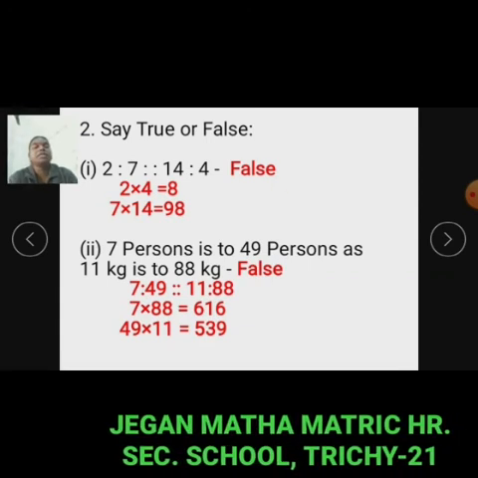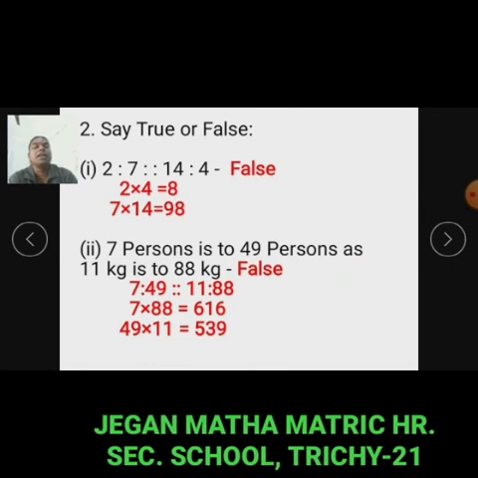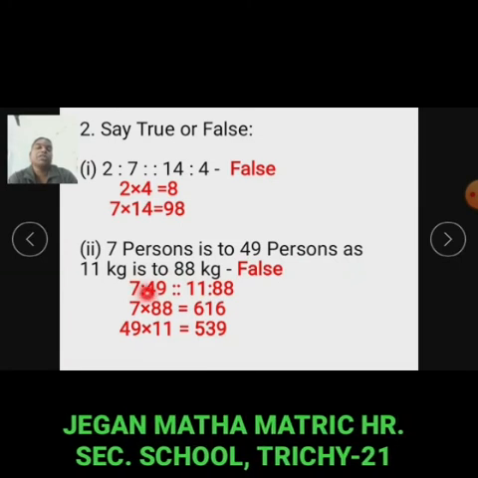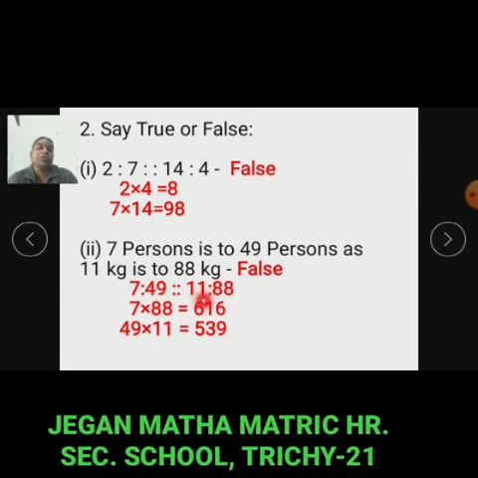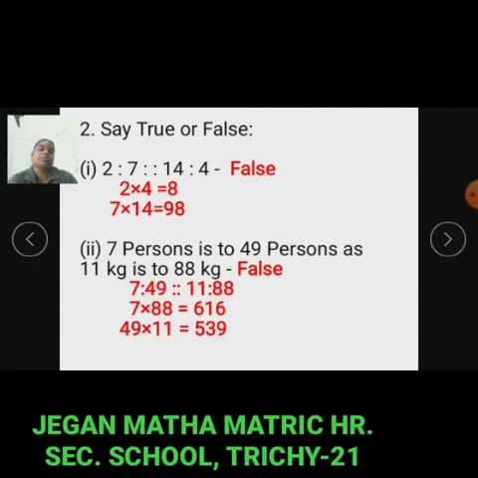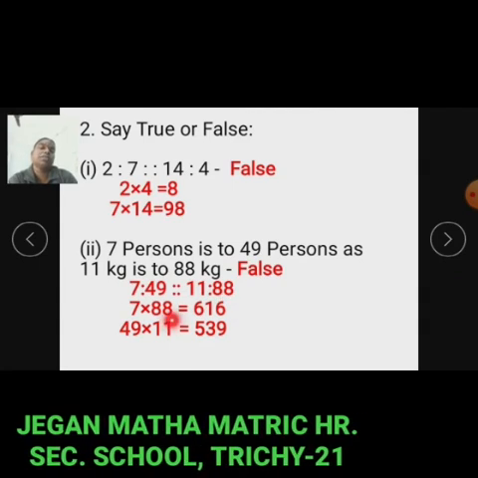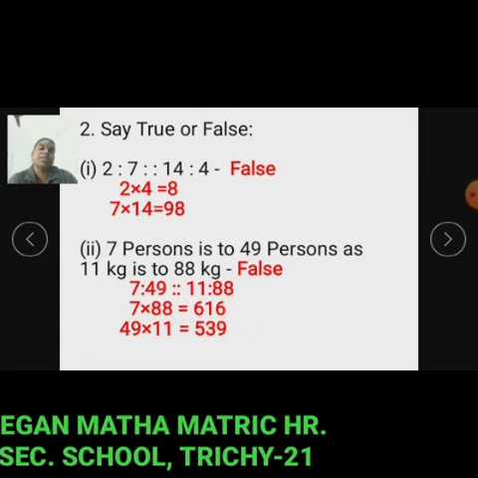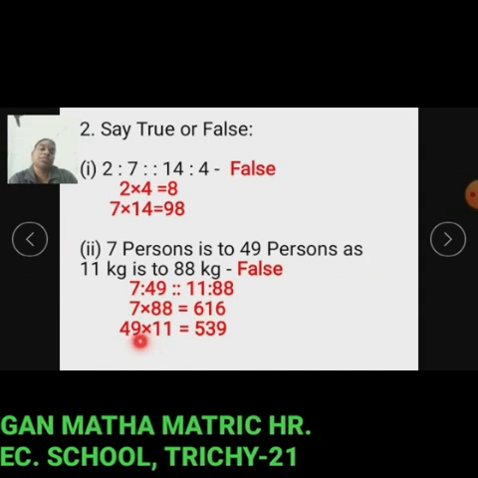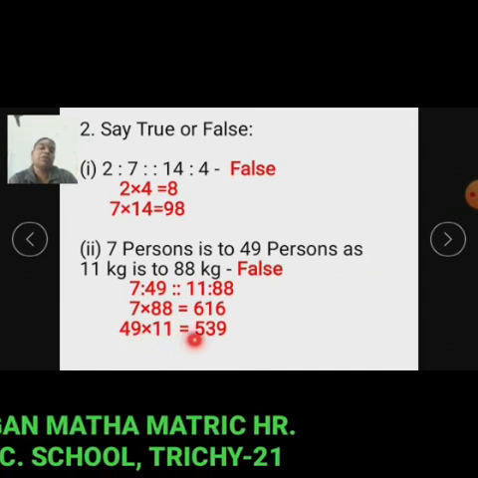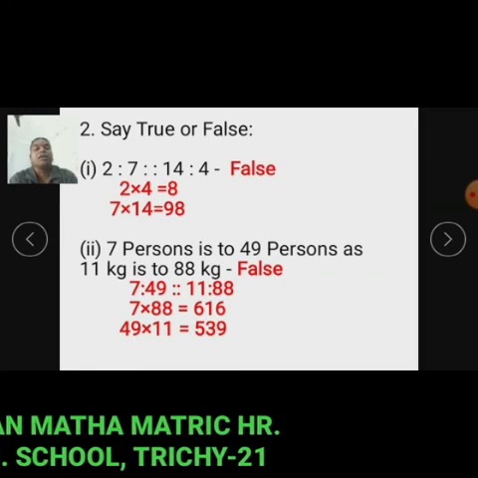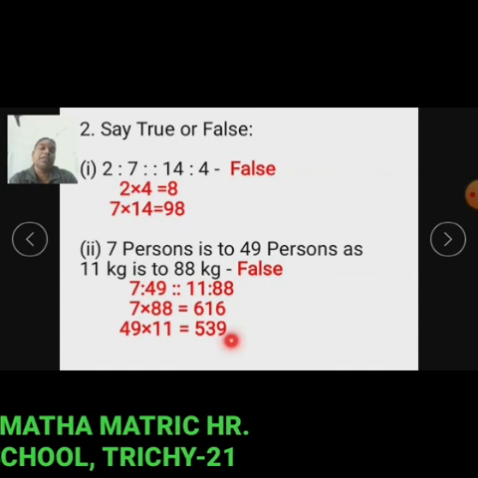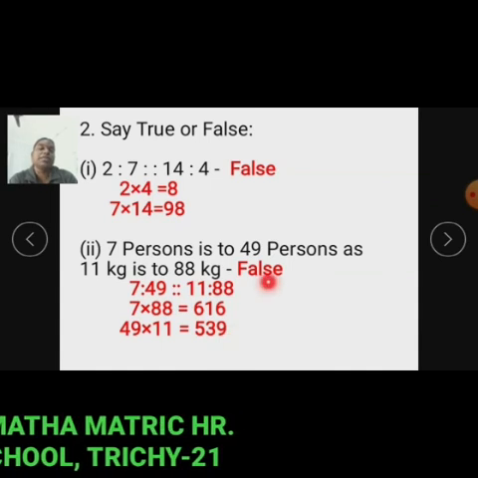Subdivision 2. 7 persons is to 49 persons as 11 kg is to 88 kg. 7 is to 49 is proportion to 11 is to 88. But the product of extremes equal to 7 into 88 equal to 616. And the product of means equal to 49 into 11 equal to 539. Here 616 is not equal to 539. So the statement is false.